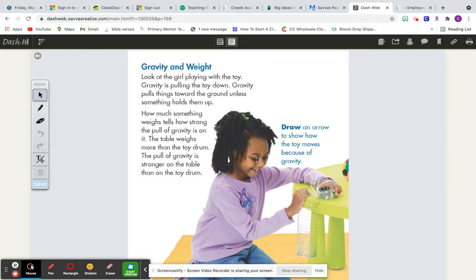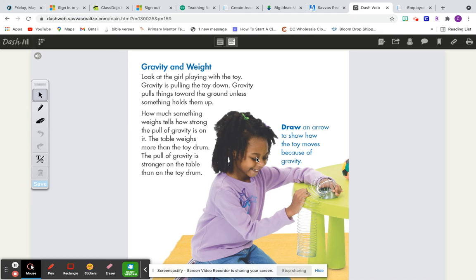So now we're going to talk about gravity and weight. So look at the little girl playing with the toy. Gravity is pulling the toy down. Gravity pulls things towards the ground unless something holds them up. So how much something weighs tells how strong the pull of gravity is on it. The table weighs more than the toy drum. The pull of gravity is stronger on the table than on the toy drum.